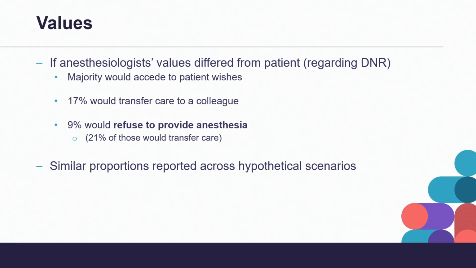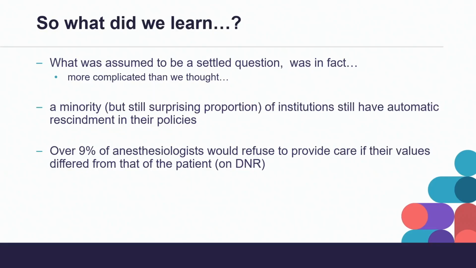Perhaps even more challenging was if the anesthesiologist's values were different from the patient's regarding DNR. While the majority would accede to patient wishes, 17% would transfer care to a colleague, because, okay, I'm not comfortable with this, but I'm going to get my friend who will do that instead. But 9% would just refuse to provide anesthesia altogether. And when we looked at the hypothetical scenarios, without going into unnecessary depth, similar proportions were reported across all of those.